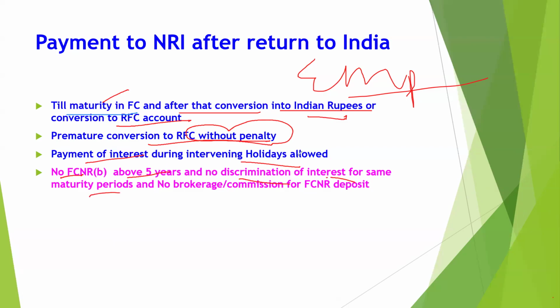So if it is 5 years, then the bank will wait till the maturity period. Till the maturity period, the bank will wait, and after that they will convert, and there will be no breakage and commission for FCNR deposit. So this is about when they are returning to India.